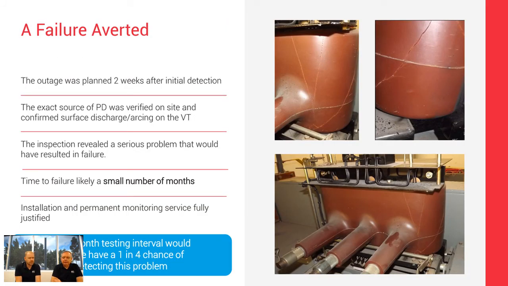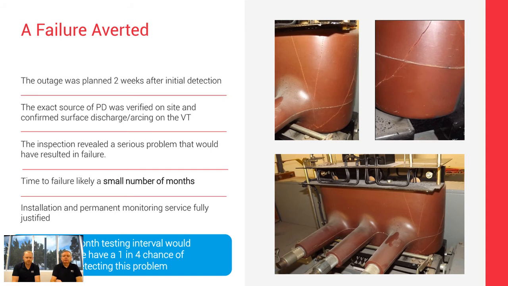So the VT was taken out of service 2 weeks after we initially detected it, and you can see we're in a bit of a state here. We've got major cracking on that cast resin component. We've got burning and pitting, soot and debris building up. So we've got arcing taking place on here. How long would it have taken to fail? We can't be 100% sure, but a small number of months, maybe a few weeks more than this.